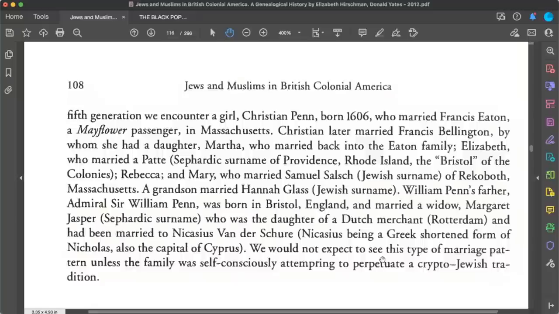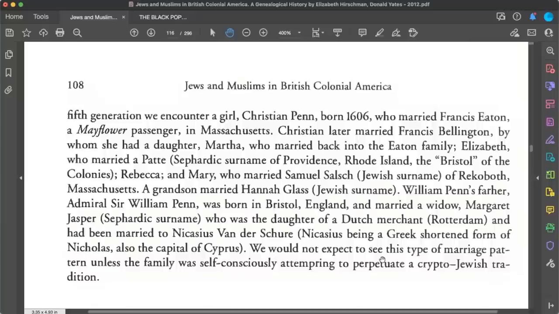William Penn's father, Admiral Sir William Penn, was born in Bristol, England, and married a widow, Margaret Jasper, a Sephardic surname. All right. So William Penn's dad was living in Bristol, a hotbed for crypto-Jews, Moorish people from Iberia. She was the daughter of a Dutch merchant, right? So Margaret Jasper was the daughter of a Dutch merchant. And we already know who the merchants are. We already know who the Dutch are too.